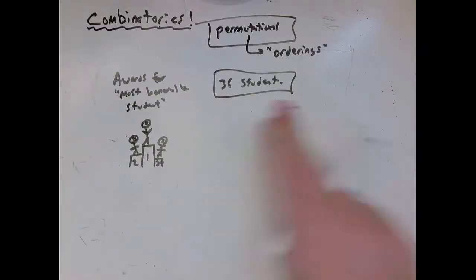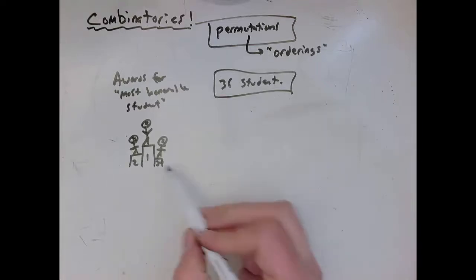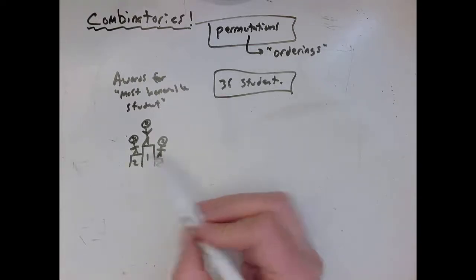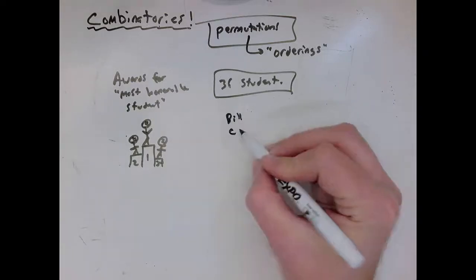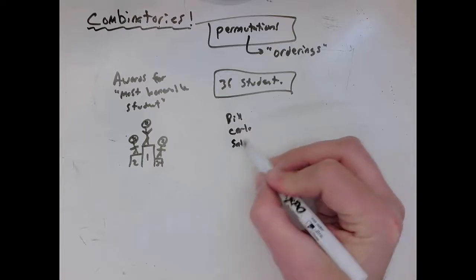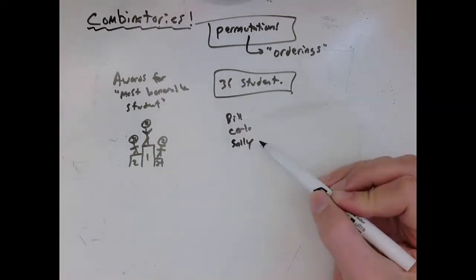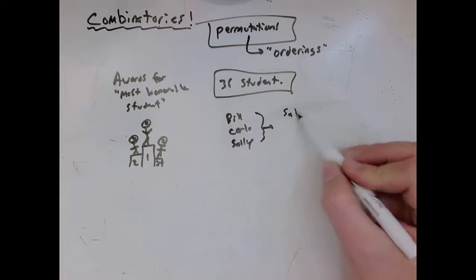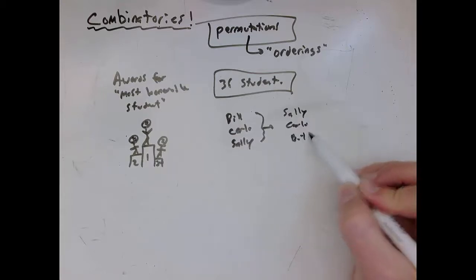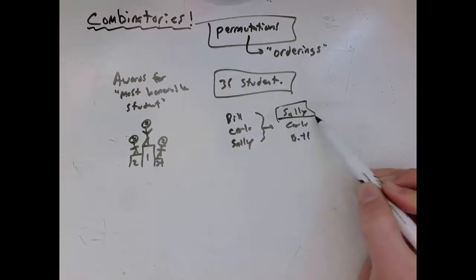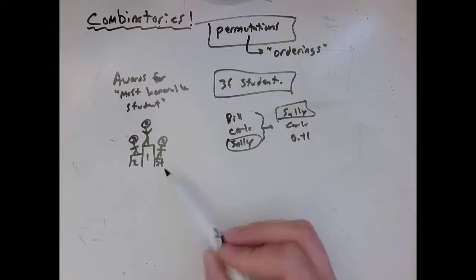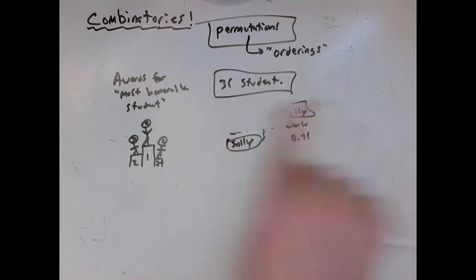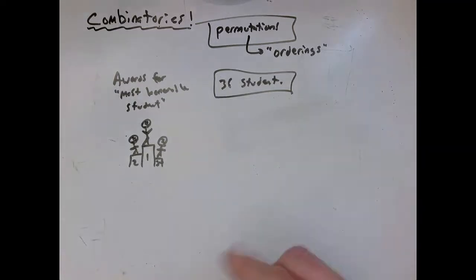But in this one, I'm still putting students in an order, because I'm still choosing a first, a second, and a third. So if I chose Bill and Carlo and Sally, choosing Bill, Carlo, Sally is really different than if I chose Sally, Carlo, Bill. Because in this situation, Sally is probably happier because she got first most honorable, whereas here she got third most honorable. So the ordering does matter if I'm giving a first, a second, and a third place. It's just that I'm only ordering 3 students instead of 36.